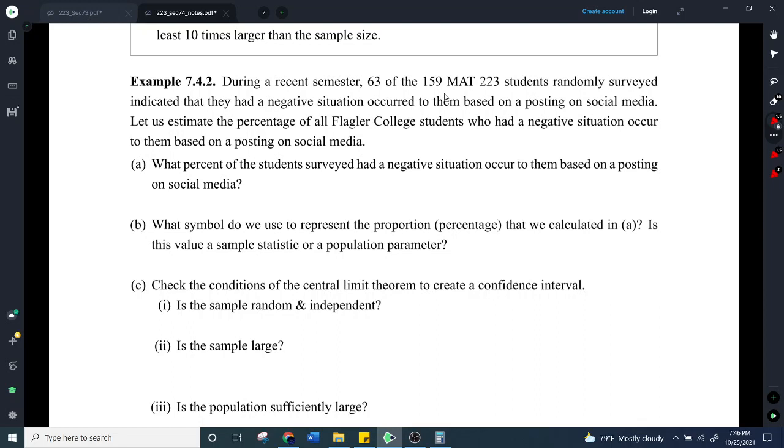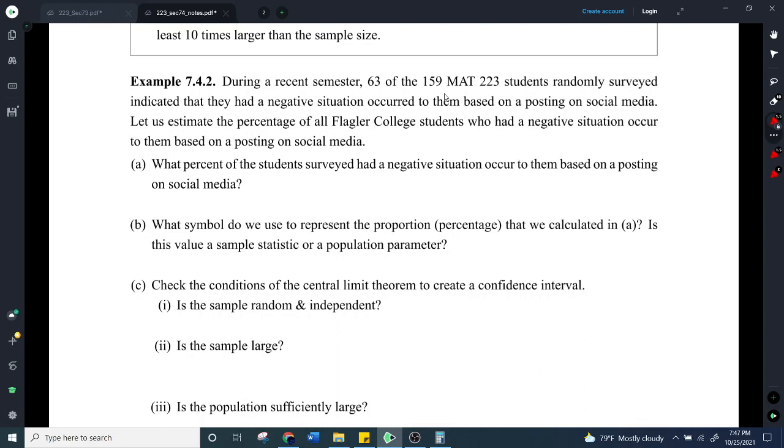So in your project, remember we came up with those research questions that you wanted to make an estimate about for your population of all Flagler College students. One of the things you're going to do is create a confidence interval, and that's how you're going to make your estimate, where you said what proportion of all Flagler College students have had a negative situation occur based on a social media posting. This is exactly what you're going to do in your project, so make sure this makes sense.